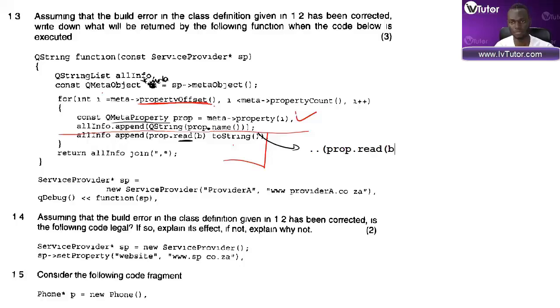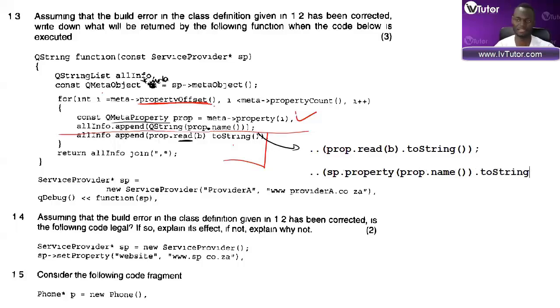Prop.read, b.toString, because it retains a QVariant, right? We talked about that before. Another option is you could simply use your property function. So you can go dot append prop, no, what is the object? sp dot property. You get the property, then you use the name of the property, prop.name, and then you go dot toString like that.